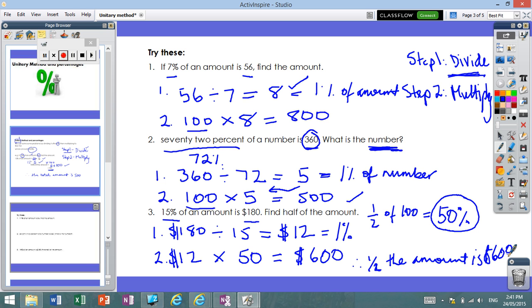Really important, ladies, in all of this is to really show your working. And as long as you know, using the unitary method, that the first step you need to do is divide, the second step you need to do is multiply, then you'll be fine.